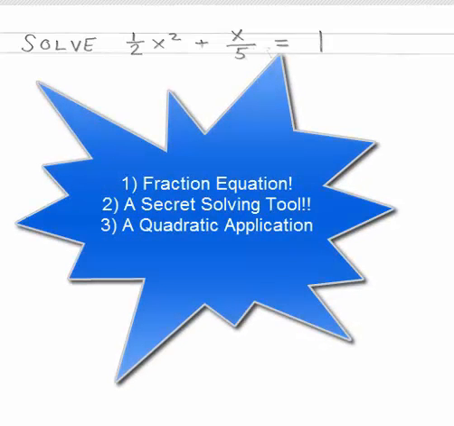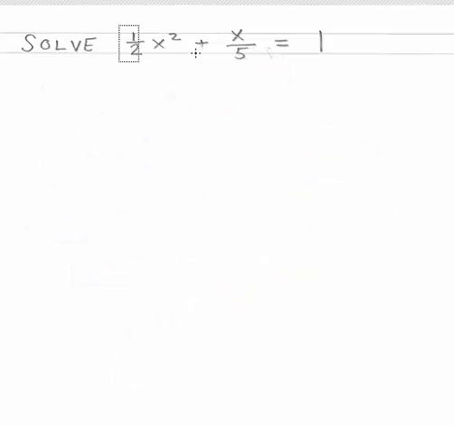In this video, we're going to solve a quadratic equation that has some fractions in it, and we're also going to do an application that has quadratics in it. We're going to start with this equation, 1/2 x squared plus x over 5 equals 1.